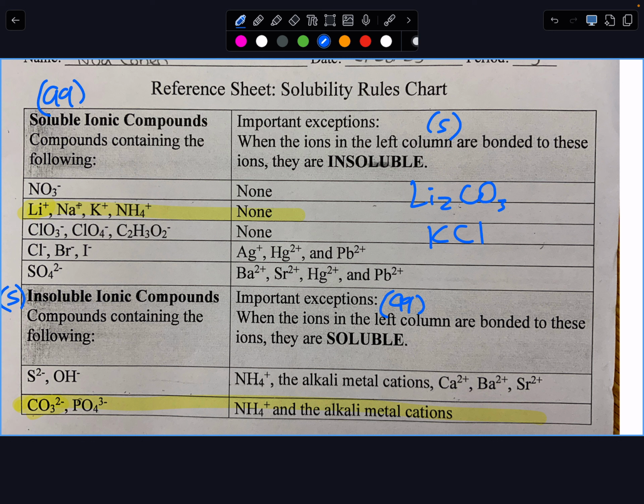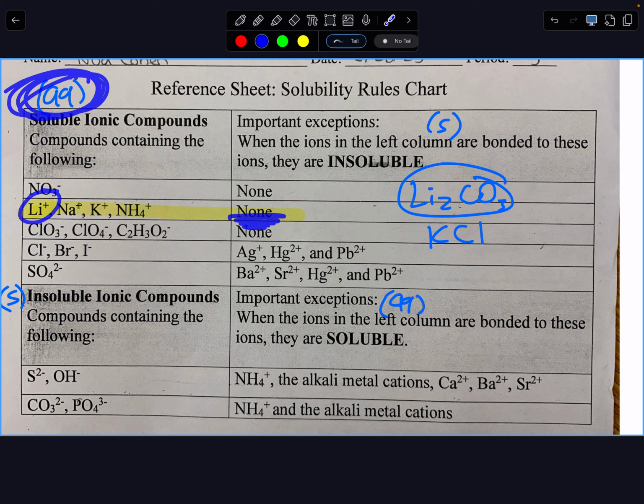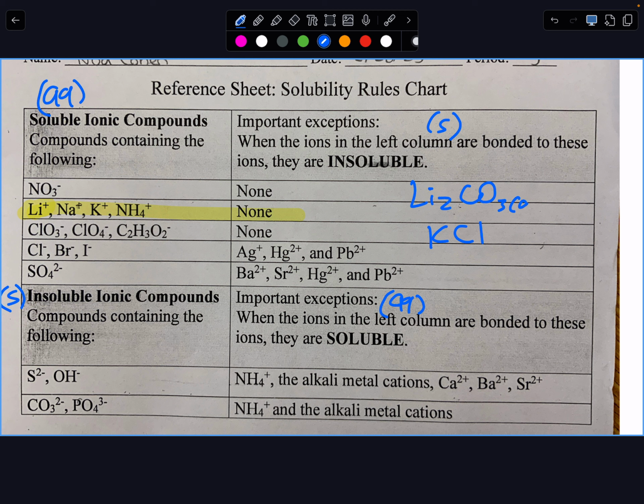Okay? So Li2CO3. Again, we already established that this one's easier to use, so we will use it. Li is aqueous. Does it have any exceptions? No. So it stays aqueous. Does that make sense? So this compound right here is aqueous.